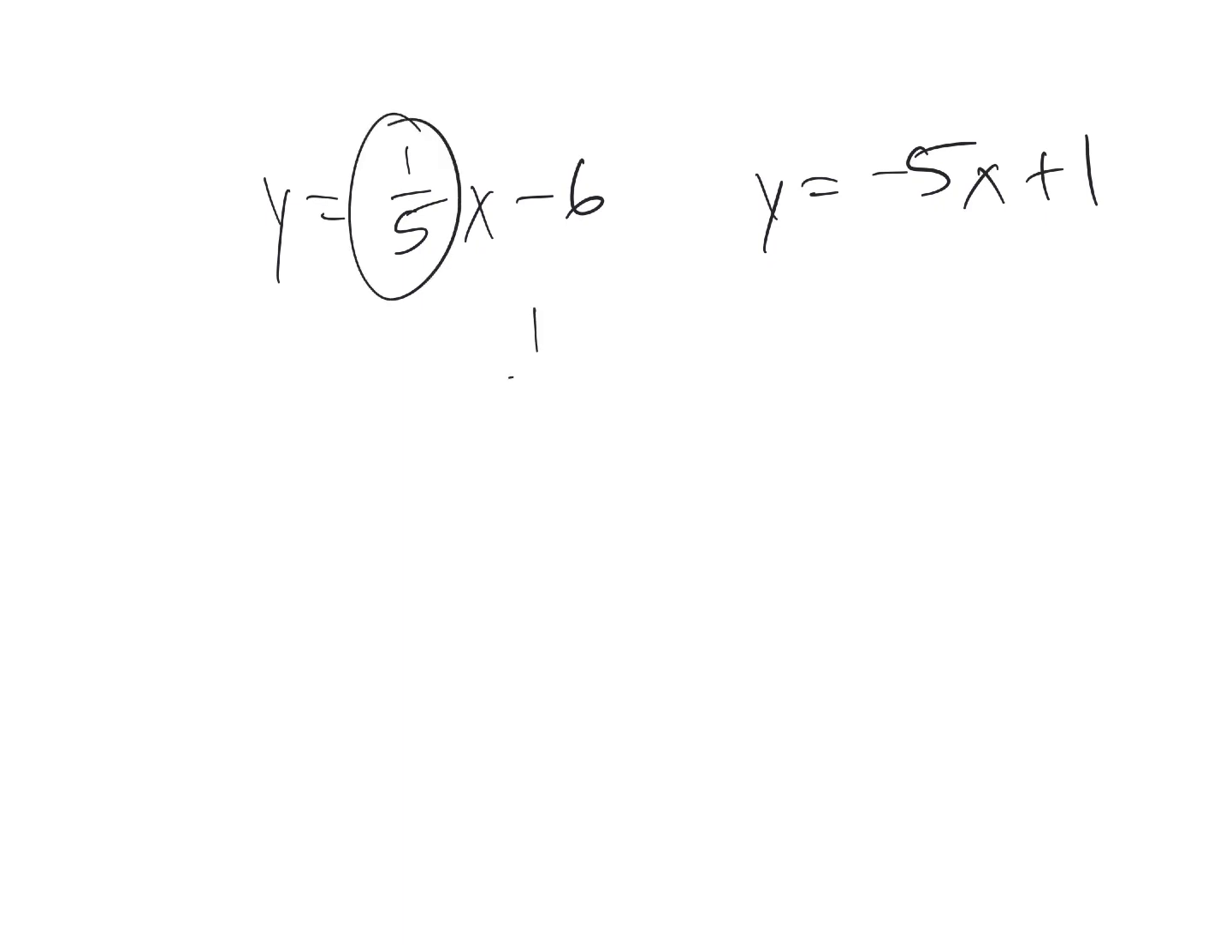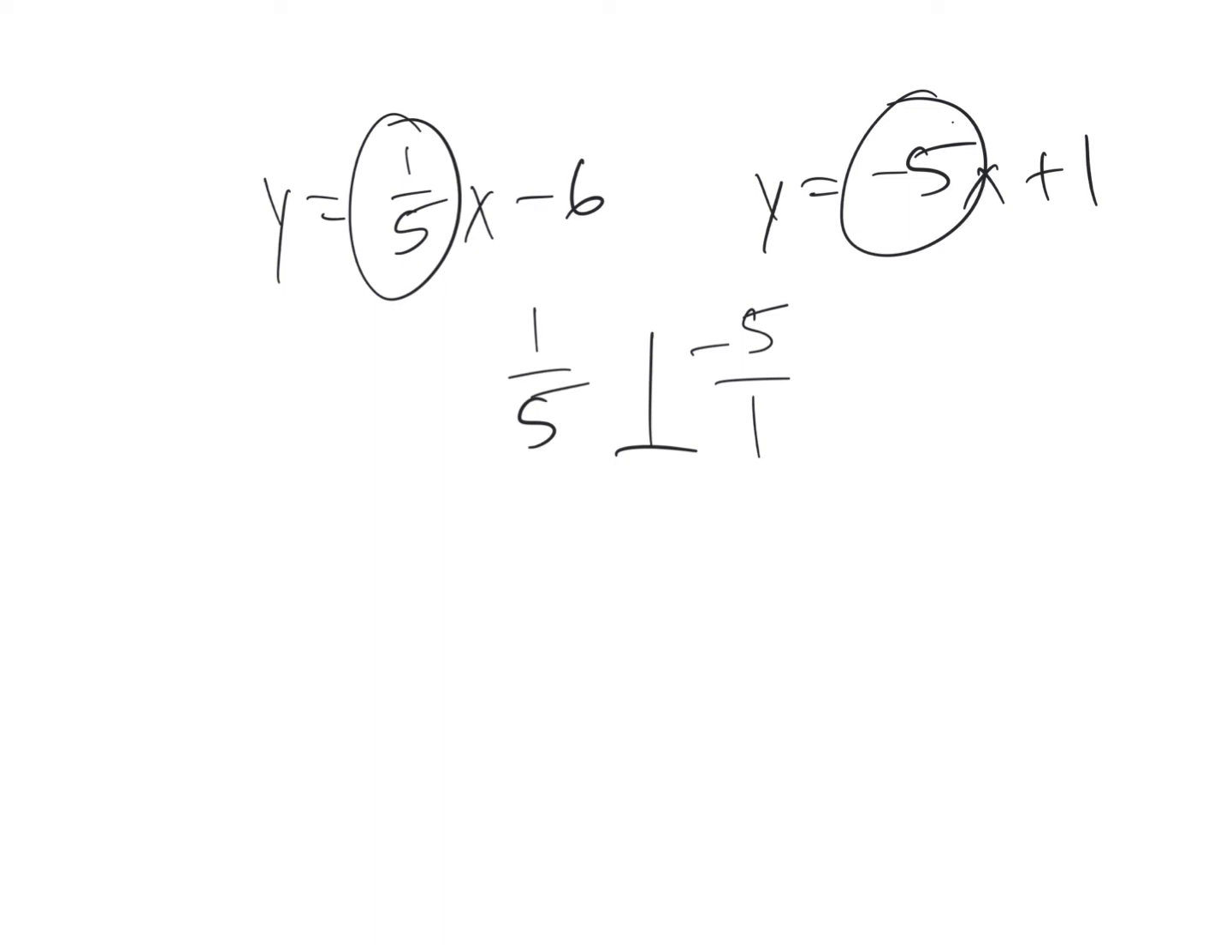Here's another. Y equals 1/5 x minus 6 and y equals negative 5x plus 1. Parallel, perpendicular, or neither? Okay, so your slope here is 1/5, and your slope here is negative 5. Those are perpendicular. One has to be positive, one has to be negative, and they have to be reciprocals of each other. So there are 2 things.